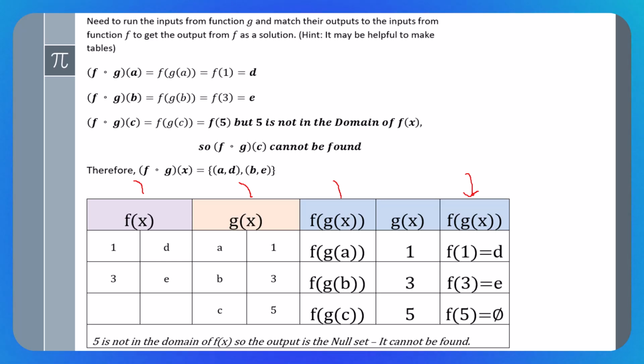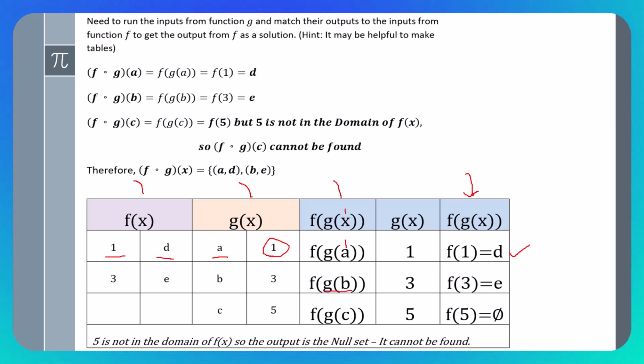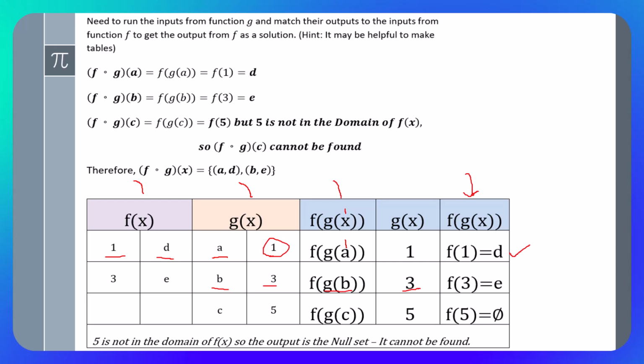So let's look at f of g of x. So we start with x, and function g. If g of a, our output is 1. Then we're going to put 1 into our function f, and our output is d. All right, now let's look at function g of b. So g of b, look at function g. G of b is 3. You take that 3, you put that back into function f, and we get e.